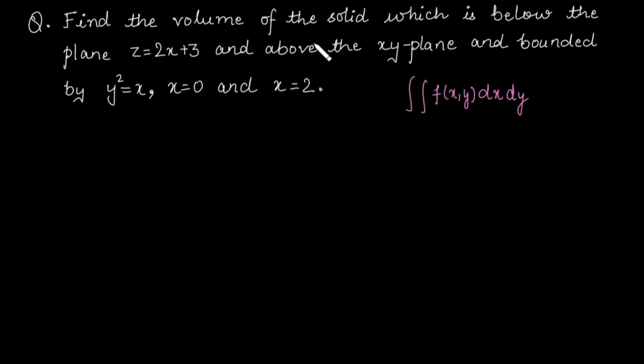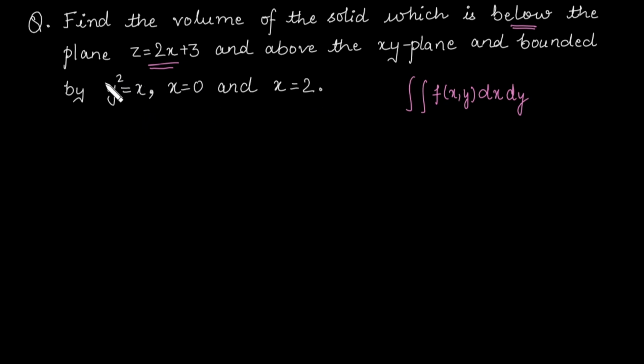Why this one? Because we need to find the volume of the solid below this plane. So this is a plane, not a surface, as it is depending upon one variable. If it is depending upon two variables, then it is called a surface. We need to find the double integration of this function over the region that is defined on the xy plane, bounded by y² = x, x = 0 and x = 2.